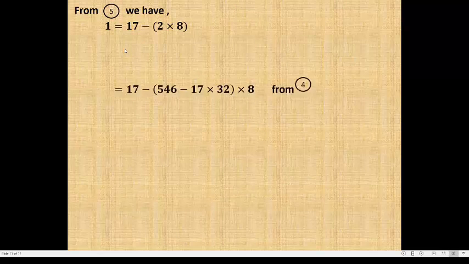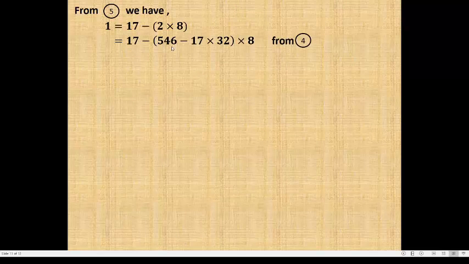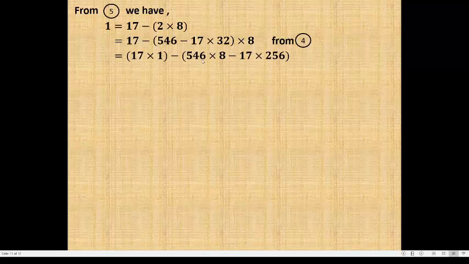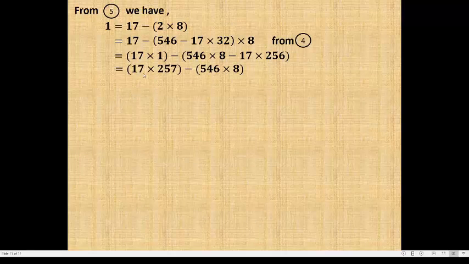So we get 17 minus (546 minus 17 into 32) into 8, from equation number 4. Now simplify this. So we get 17 into 1 minus 546 into 8 minus 17 into 256. So see here, 17 into 1 minus minus plus 17 into 256. So that means we get 17 into 257. So here we get 17 into 257 minus 546 into 8.